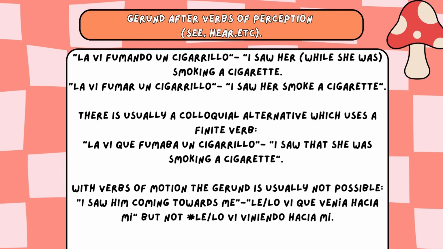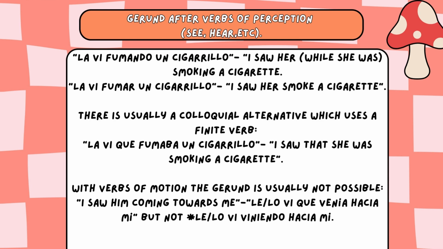Let's see this example that says, la vi fumando un cigarrillo in Spanish, and in English would be, I saw her while she was smoking a cigarette. Another example would be, la vi fumar un cigarrillo, I saw her smoke a cigarette. There is usually a colloquial alternative which uses a finite verb. La vi que fumaba un cigarrillo, and in English would be, I saw that she was smoking a cigarette.